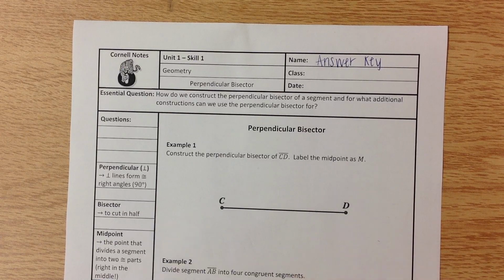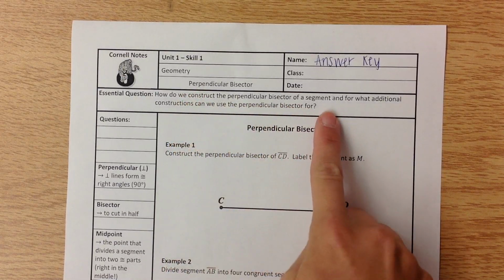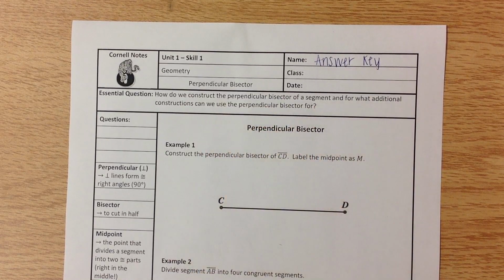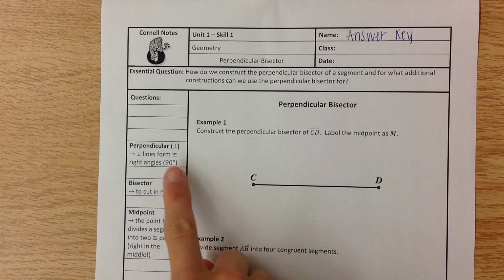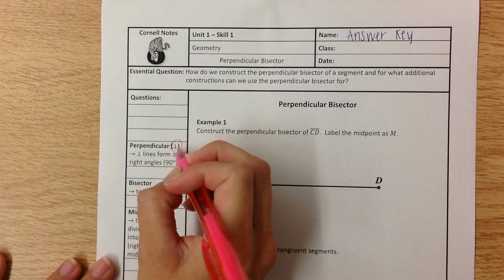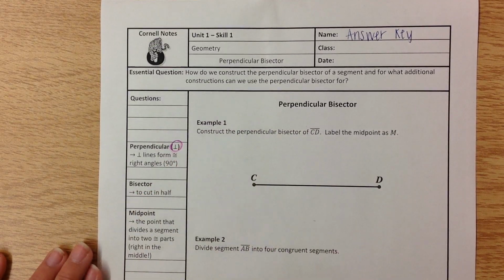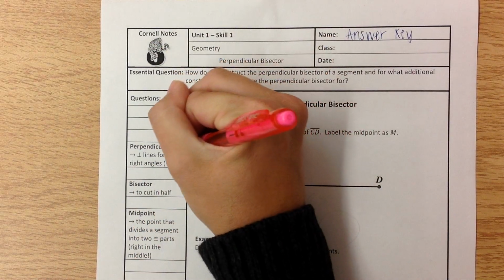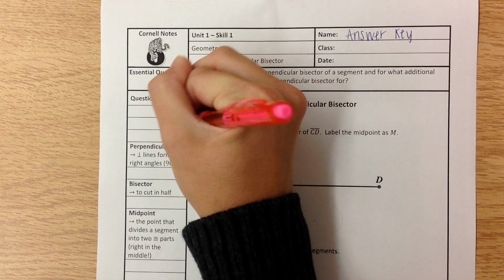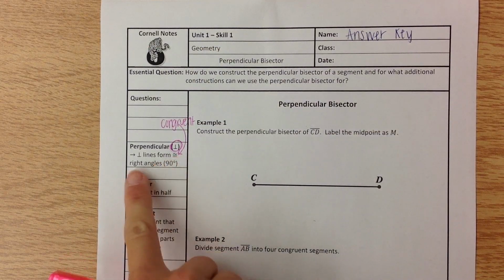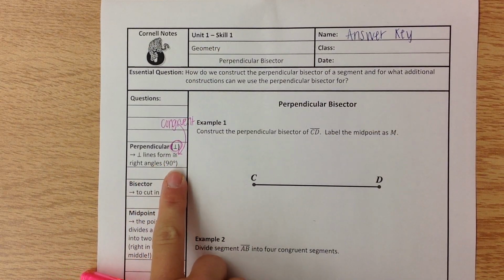Today we're going to talk about how to construct a perpendicular bisector of a segment, and then what additional constructions we would use that perpendicular bisector for. Just to recap some vocab words: perpendicular, and again that symbol for perpendicular is that upside down T. Perpendicular lines form, remember that symbol means congruent, so if you need to write that word in, congruent, which of course just means equal. So congruent right angles, and right angles of course are 90 degrees.